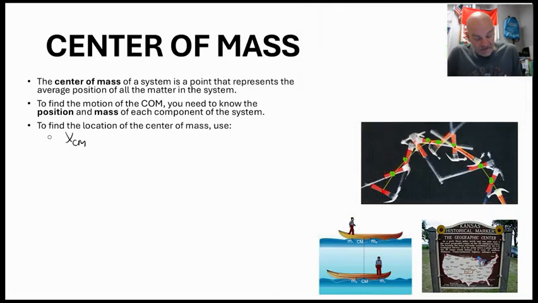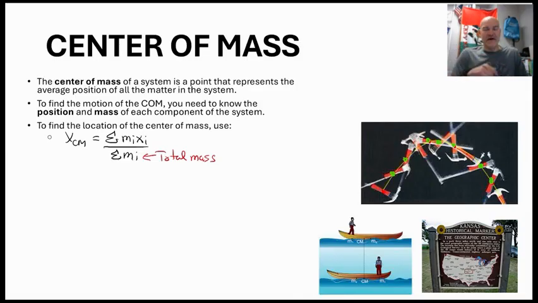So we're going to say X center of mass is equal to the sum of m_i x_i over the sum of m_i. Now, this sum of m_i in the denominator, that's just the total mass. So even if a mass has a position of 0, you still have to add it to your total mass, because the top part for that particular component would be equal to 0.